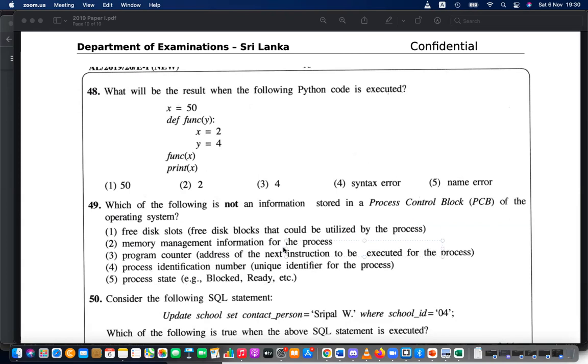Memory management information, yes, that is stored. Free disk slots are not considered. They're asking for the one that is not stored, right? That is free disk slots. Other things about the process and the memory you need to store in the PCB, except the disk slots. Disk slots are actually in storage management, not in memory management.